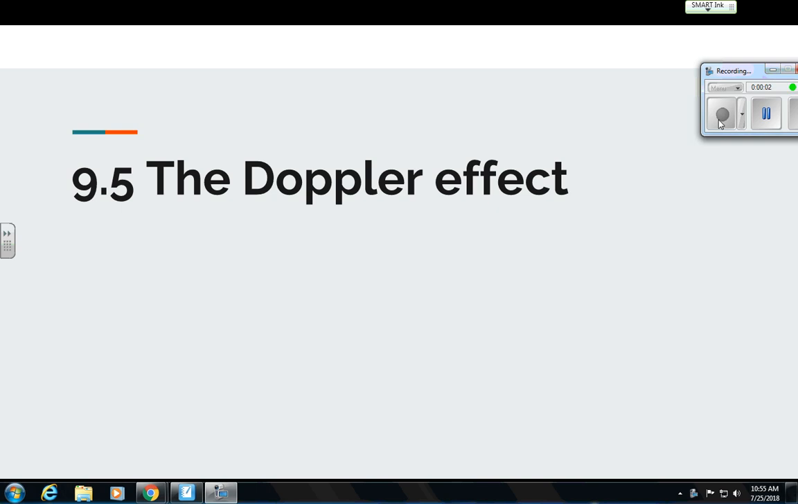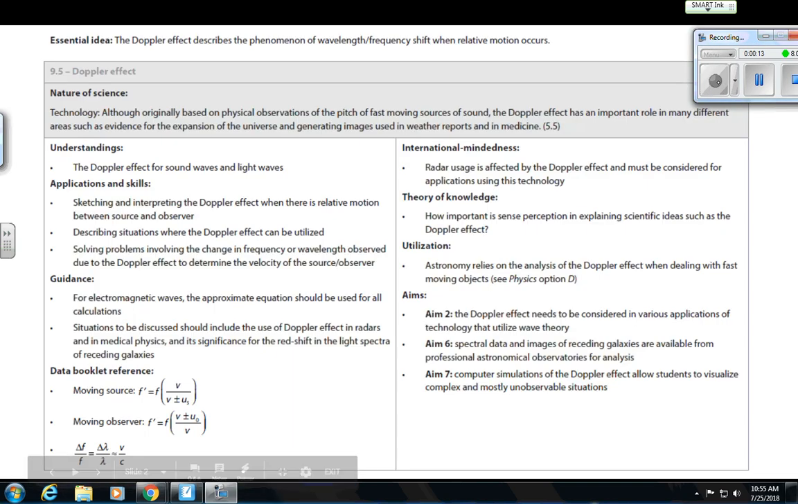Okay, guys, today's topic is 9.5, which is the Doppler effect, a phenomenon that happens to waves when either the source or the observer is moving. The essential idea is that the Doppler effect describes the wavelength and/or frequency shift when relative motion occurs, relative motion being the motion between the source of the waves and the receiver or the observer of the waves.